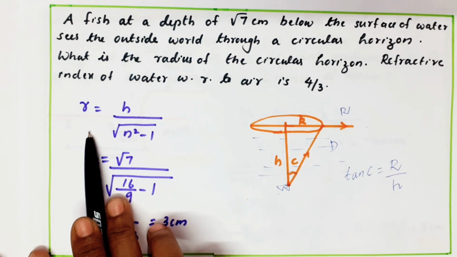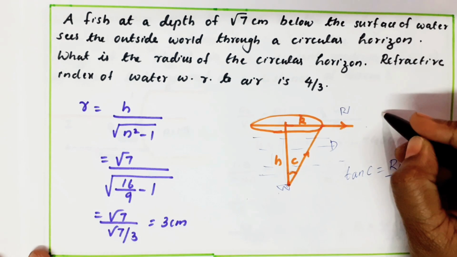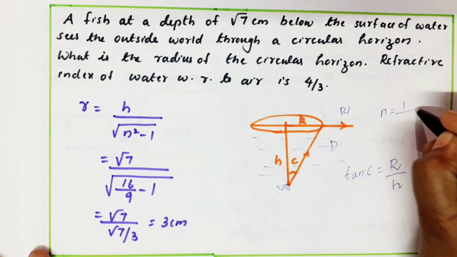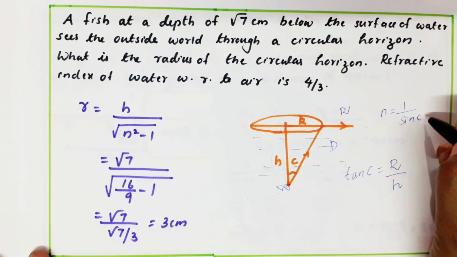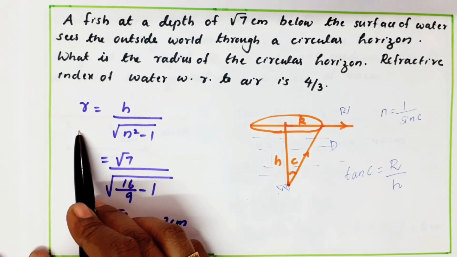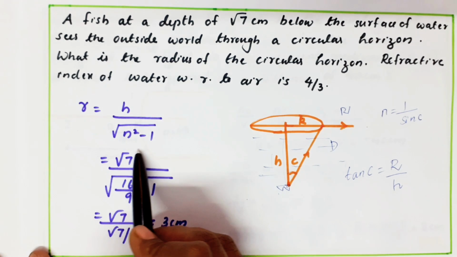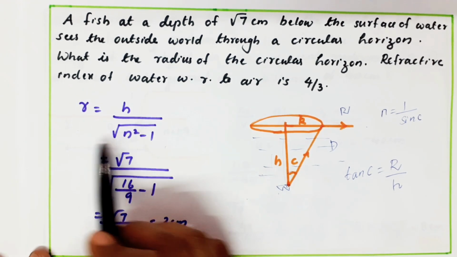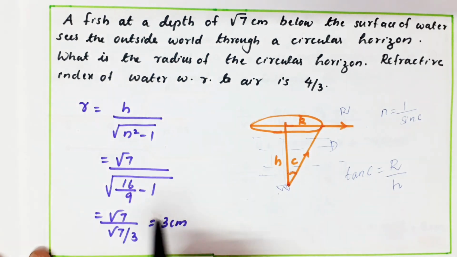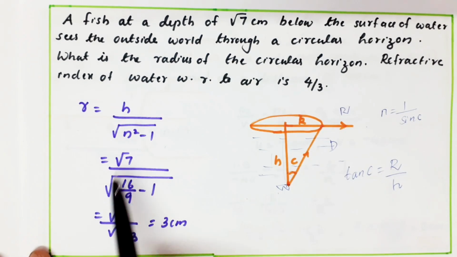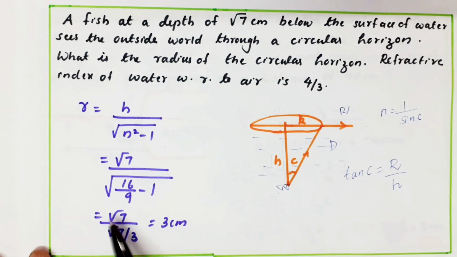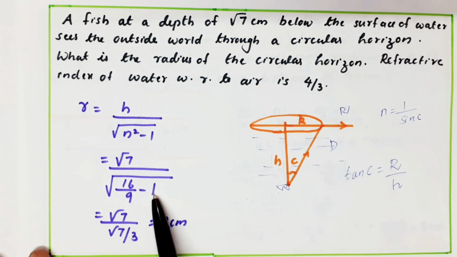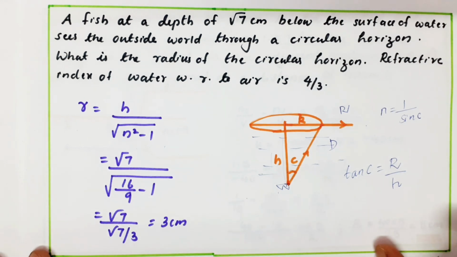At the same time, if you substitute the value, you are using the equation I gave, n is equal to 1 by sin C. The derivation I gave in the critical angle video. So we get an equation for radius as h by root over n square minus 1. H they gave in the question, root 7 by root over n square, that is 4 by 3 square, that is 16 by 9 minus 1. Root 7 by root 7 by 3, root 7 cancel, it is 3.